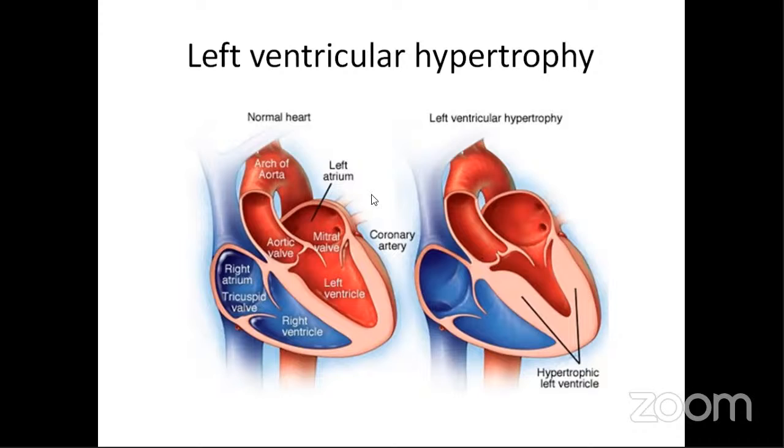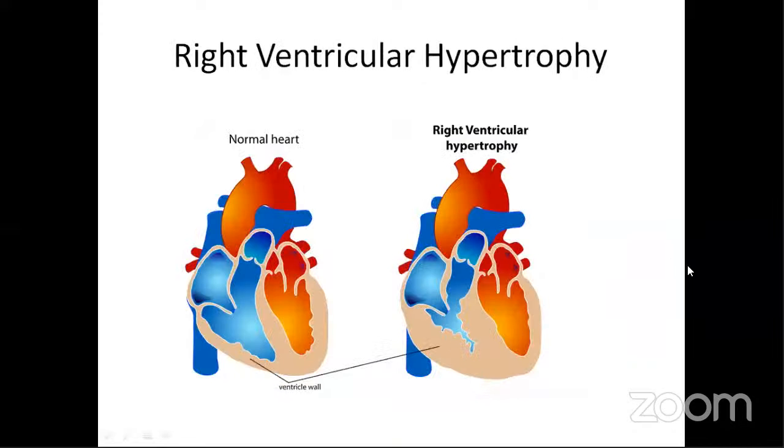The second image is a normal heart with all chambers: right atrium, left atrium, right ventricle, left ventricle, and the aortic valve, mitral valve, coronary artery and aorta. See here, the arrow shows the hypertrophic left ventricle, that is, the thickness of the left ventricle wall. You can see the difference between the normal wall thickness and the abnormal wall thickness.